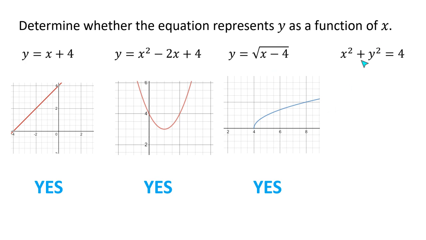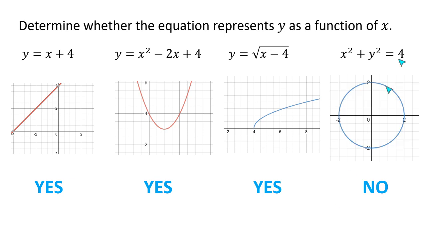And then the last one, since the x and y are both squared, that makes this a circle. The circle is going to fail the vertical line test, and so that's going to make it, no, it's not a function.